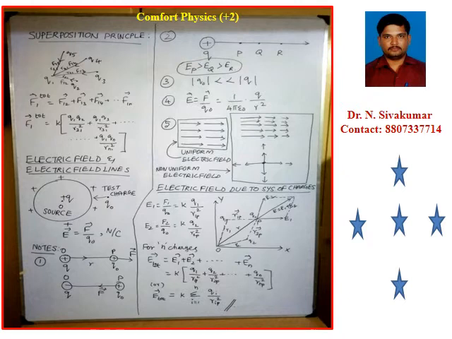Like that, from charge Q3 to Q1, R31. From charge Q4 to Q1, R41. Like that it goes on. So in the first pair, the force is K Q1 Q2 by R21 square. Second pair, Q1 Q3 divided by R31 whole square, etc. For the nth charge to the first charge, Q1 and Qn divided by Rn1 square.